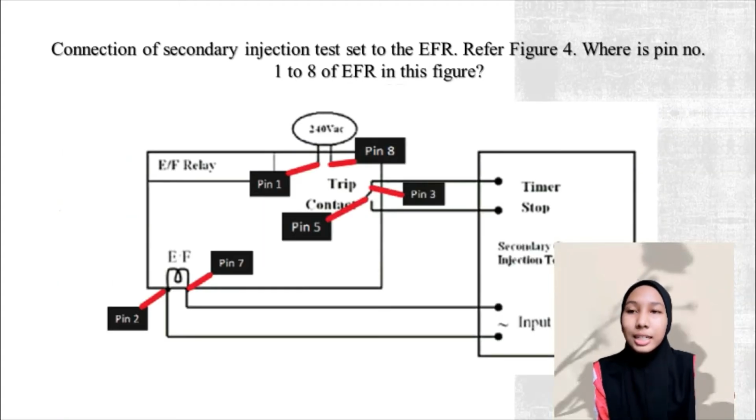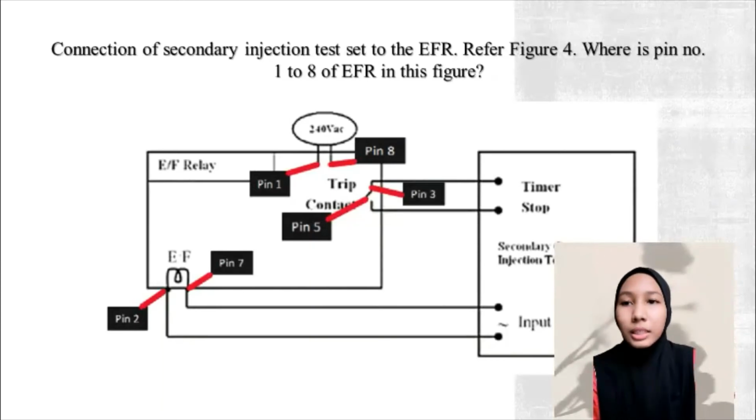Next is the connection of the secondary injection test set to the EFR. I will refer to figure number 4. Pin number 1 is at the negative terminal of 240 volt, and pin number 8 is at the positive terminal of 240 volt. Pin number 3 is at a timer, where pin number 5 is at the normally open tag for the timer. And both pin number 2 and pin number 7 are at the input of the secondary current injection test set. And that's all from me.